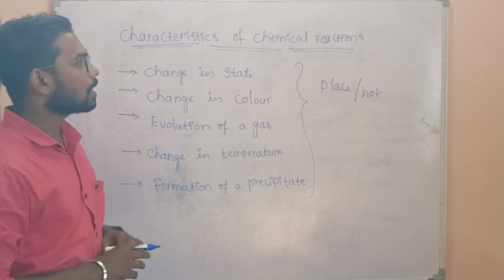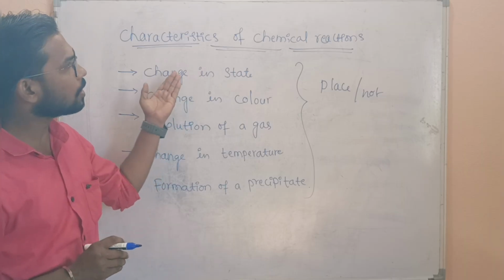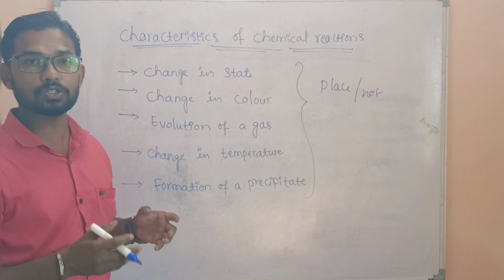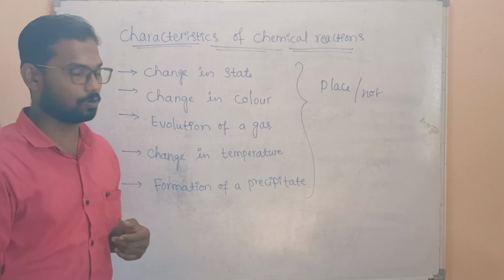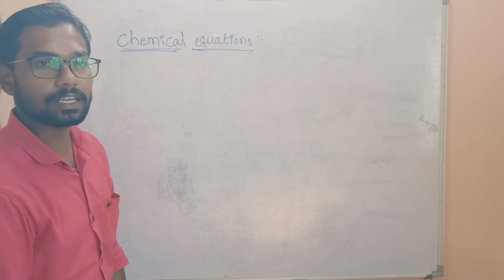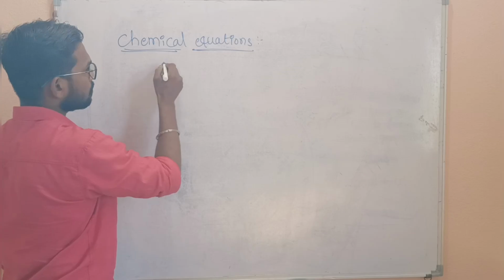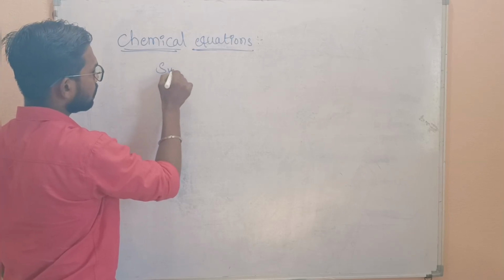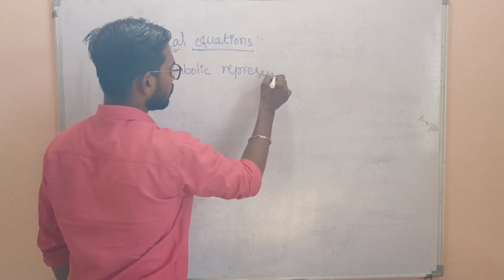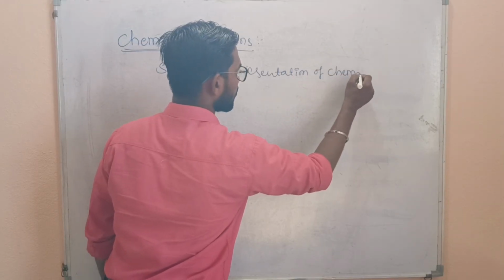After this we are going to study how to write a chemical equation, because we know about chemical reactions. If a chemical reaction is taking place, we have to show that. How to show that chemical reaction, we will study now. The second topic of this chapter is chemical equations. A chemical equation is nothing but the symbolic representation of the chemical reaction.